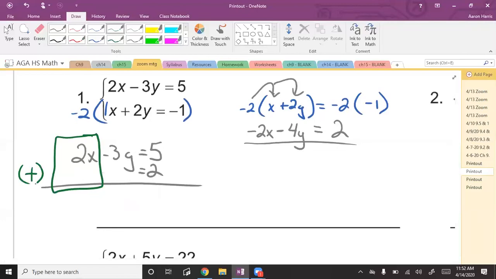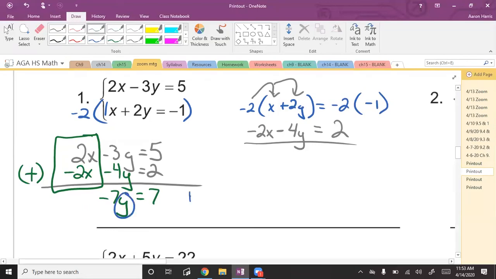2x plus a negative 2x. Here we go. 2x plus a negative 2x. What number do I go to? 0. That's why it's called elimination. Going, going, going. Bye, bye, bye. Do I have to write a 0? No. Good. Negative 3 plus a negative 4. Negative 7. There you go. You're on y. 5 plus 2 is what? Positive 7. Now what do we solve for? y.